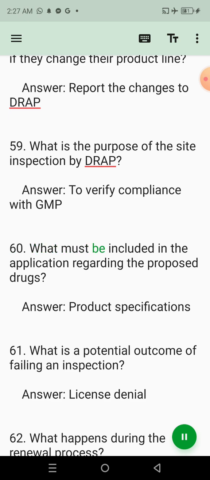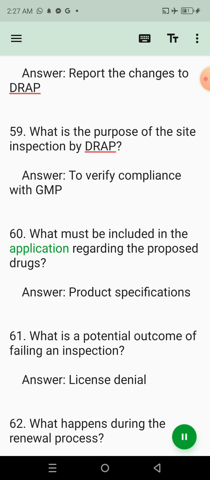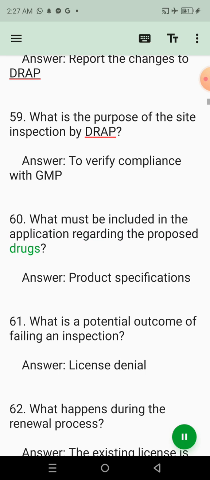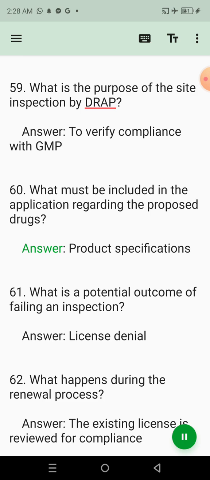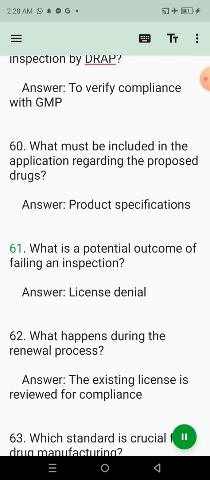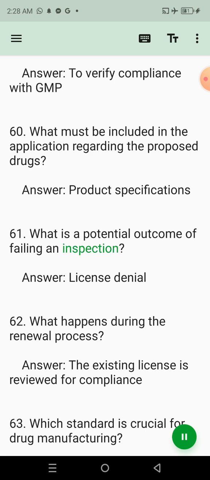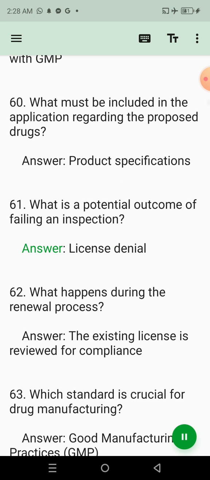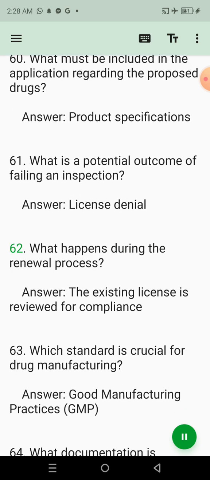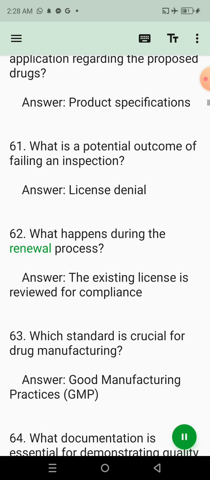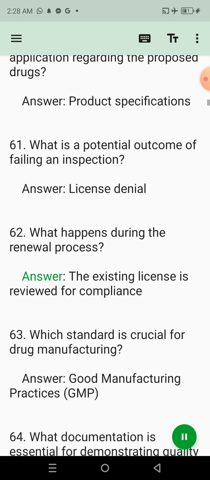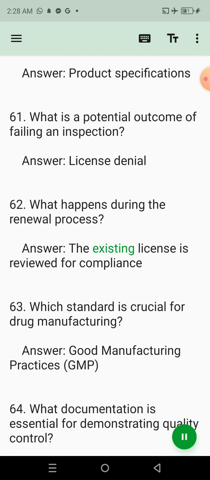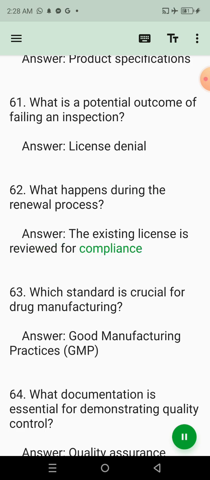60. What must be included in the application regarding the proposed drugs? Answer: product specifications. 61. What is a potential outcome of failing an inspection? Answer: license denial. 62. What happens during the renewal process? Answer: the existing license is reviewed for compliance.